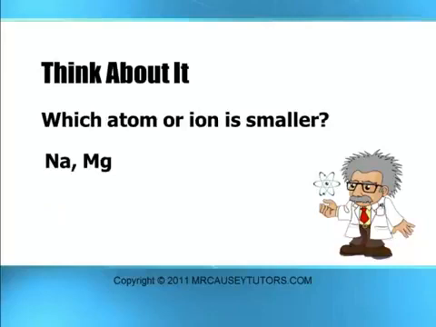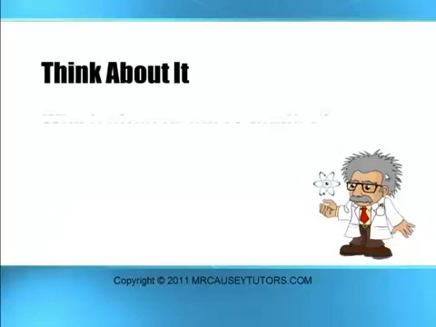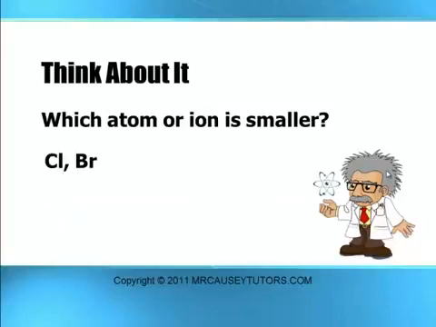Which atom or ion is smaller? Magnesium. That's right. Now notice, they're in the same energy level, and magnesium is a little bit more to the right, so it's going to be a little bit smaller. It has a few more electrons and protons, greater attraction, and so it's going to be a little bit smaller than sodium.